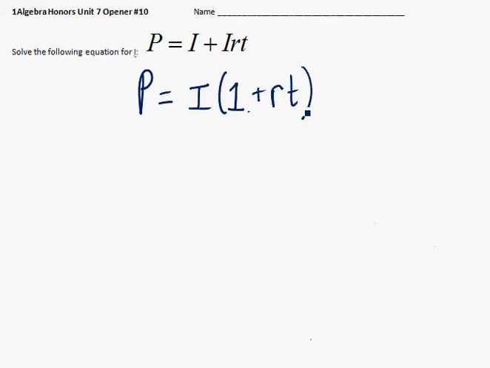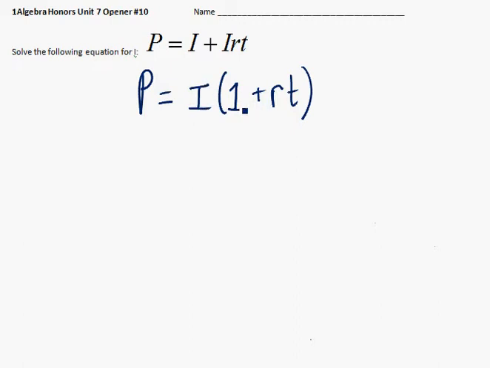And now I can do my distributive property to check and make sure that I factored correctly. I times 1 is I, plus I times RT is IRT. Now what we've done is we've factored the right-hand side, so now the I is by itself, and it's going to make this much easier to take this equation and solve it for I.